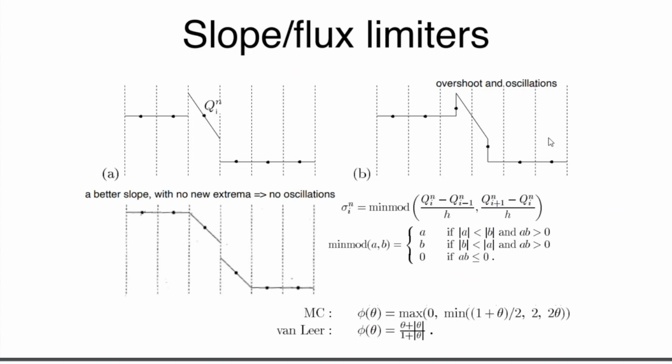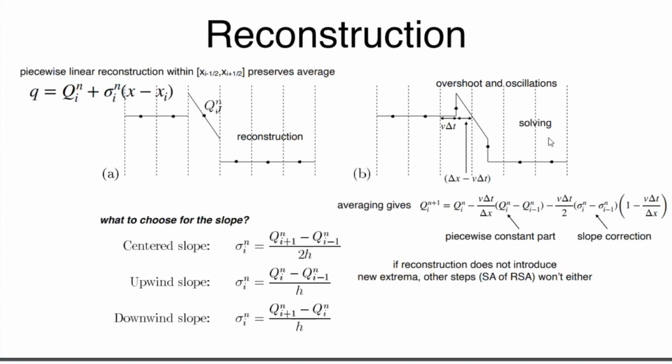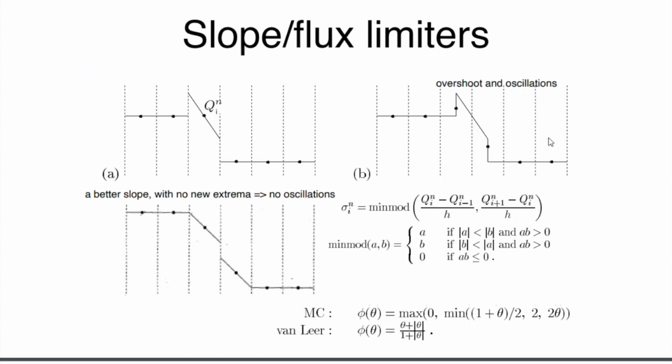So the trick to get these slopes is something called slope limiters. For example, here, q_i minus q_{i-1}, so this is i minus 1. You take this slope and you take this slope, i plus 1 minus i, and you somehow combine these slopes so that the reconstruction is monotonic.